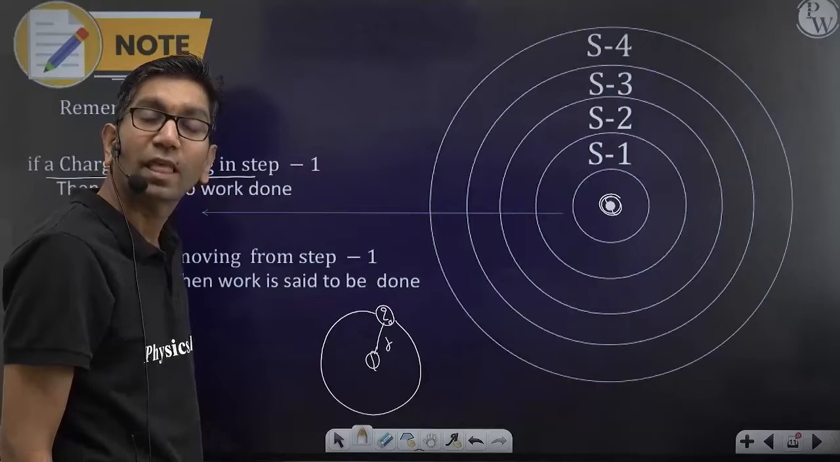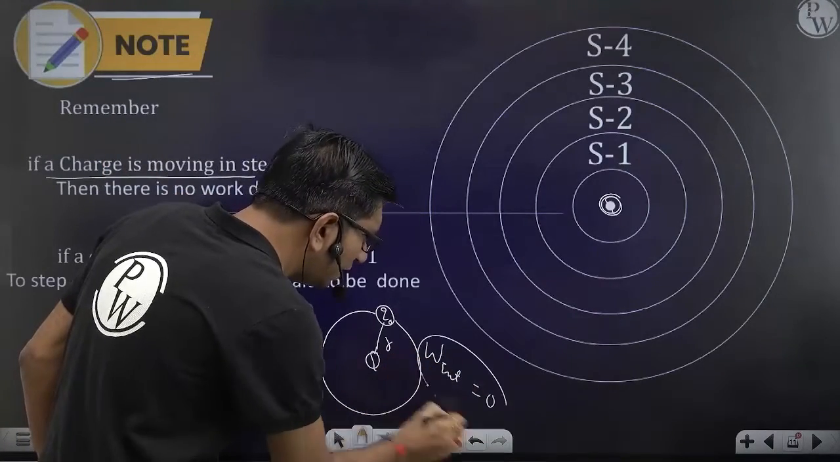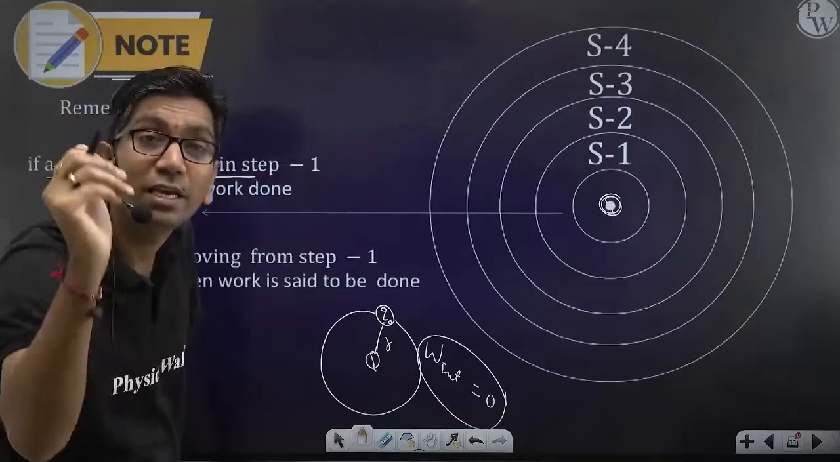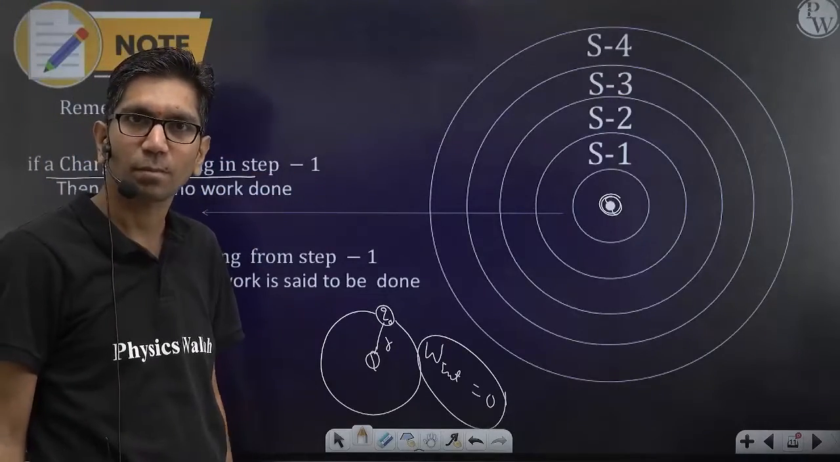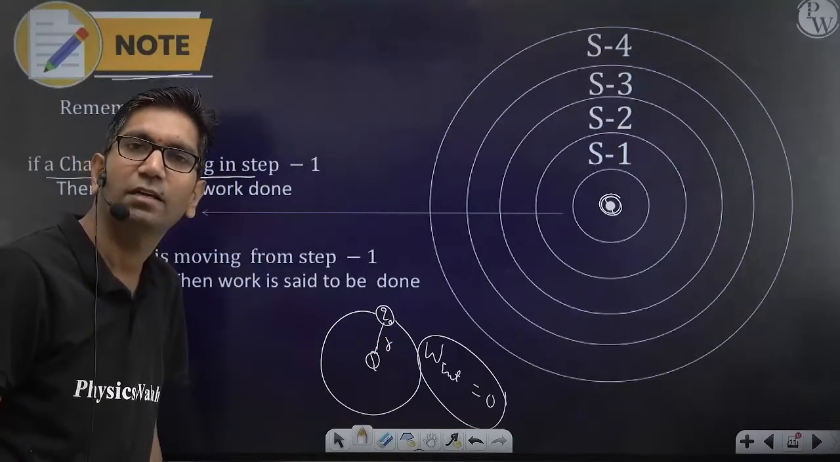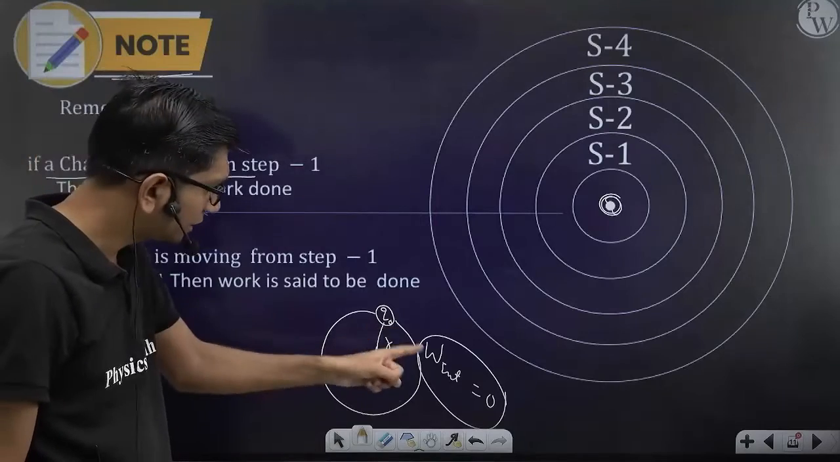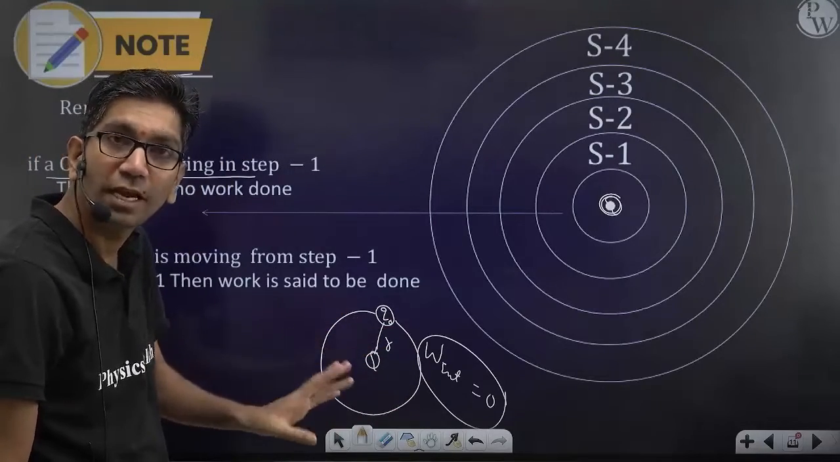Here in this case, the external work done is zero. No need of doing any work here, beta. Why? Because this total circle belongs to you. No need of doing any work.